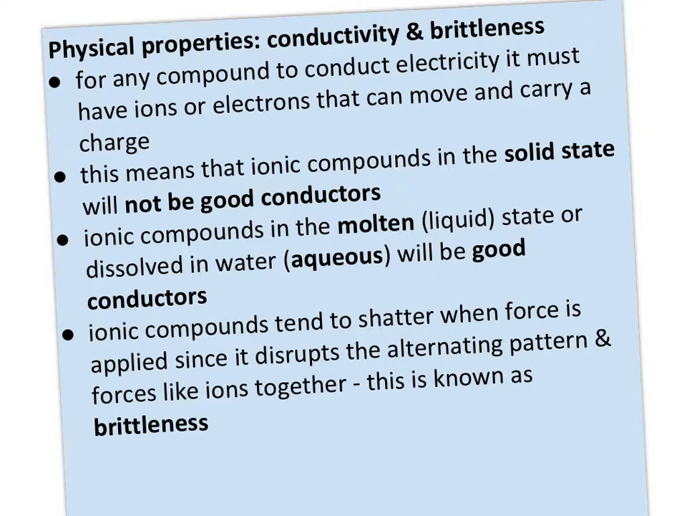Ionic compounds, however, as a solid, tend to be very brittle. They do not pound out nicely like metals do. Instead, they tend to shatter, and that's because you disrupt that alternating pattern. You no longer have alternating positive and negatives, but you force a bunch of positives near each other, which causes repulsion and then the fragility or brittleness that we see.